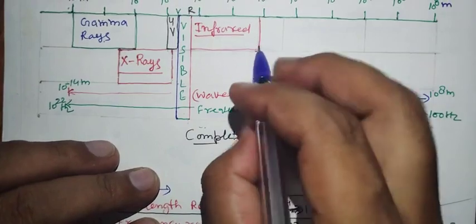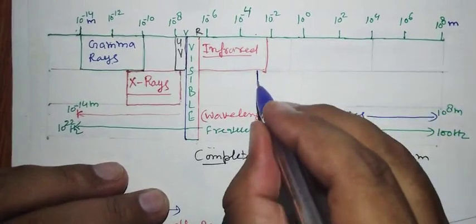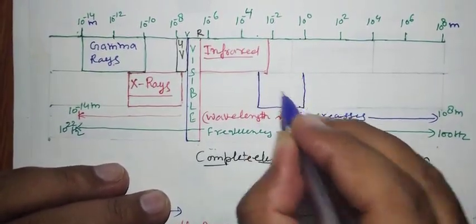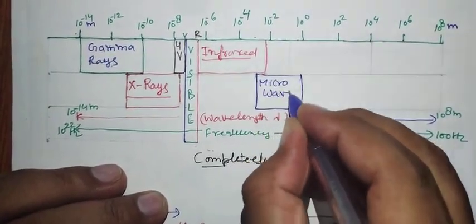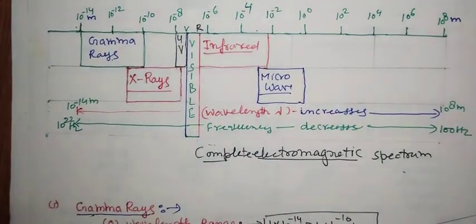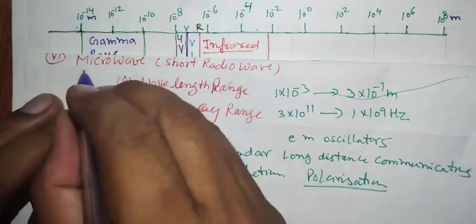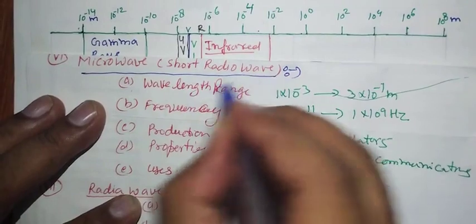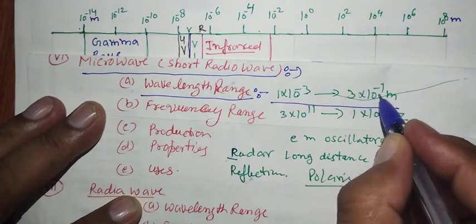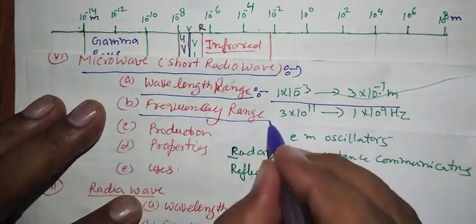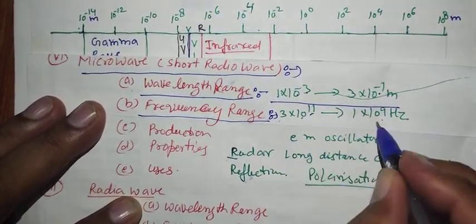After infrared, from here to this line, the wavelength range is called microwave. Microwaves are also called short radio waves. See the related terms: wavelength range 10 to the power minus 3 to 10 to the power minus 1 meter, frequency range 10 to the power 11 hertz to 10 to the power 9.